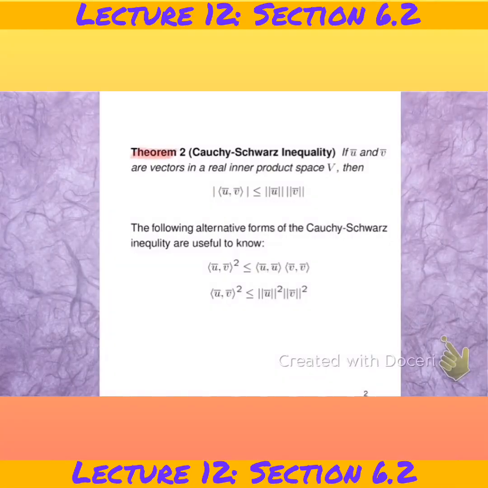Okay, so that brings us to Theorem 2, which is the Cauchy-Schwarz inequality, which we just derived. If u and v are vectors in a real inner product space V, then the absolute value of the inner product of u with v is at most the norm of u multiplied by the norm of v. Now you also have these alternative forms of the Cauchy-Schwarz inequality, which is that the square of the inner product of u with v is at most the inner product of u with itself multiplied by the inner product of v with itself.